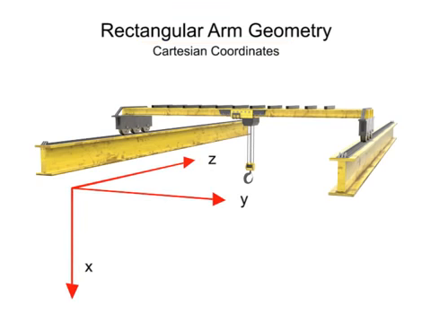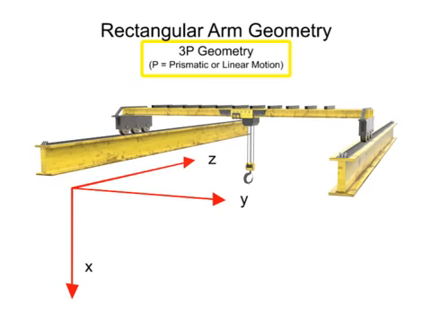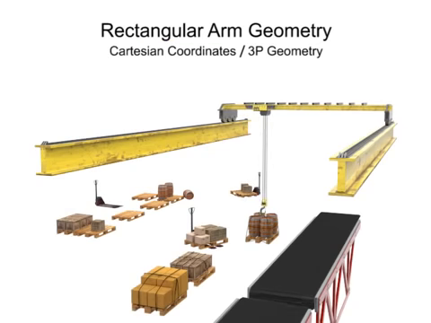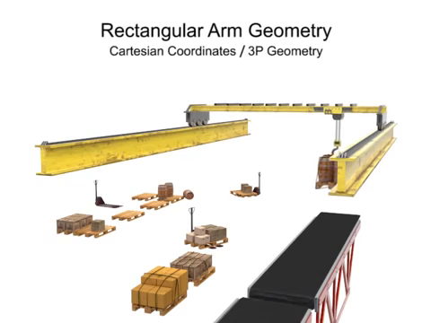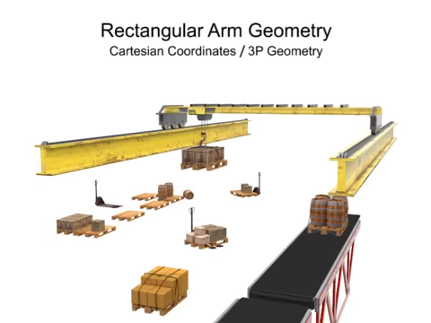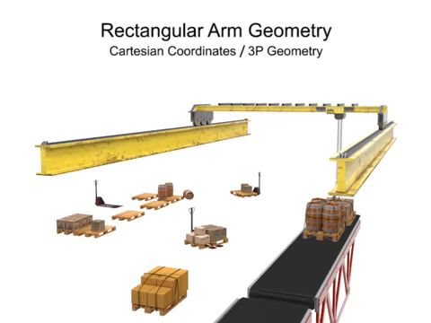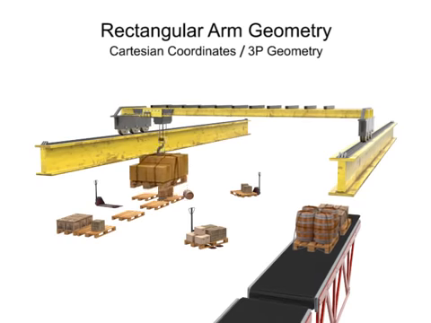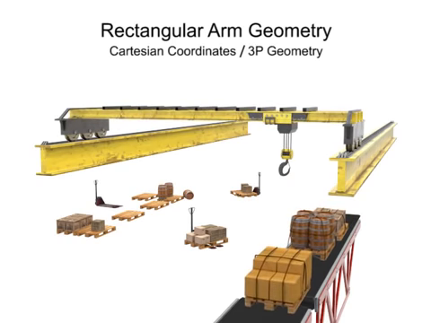This type of movement is also called 3P geometry, where the P stands for prismatic or linear motion. This type of geometry is most commonly used with pick-and-place or large overhead-mounted robots. Rectangular arm geometry robots can only move linearly in each direction. An overhead crane robot is a good example of this type of motion.